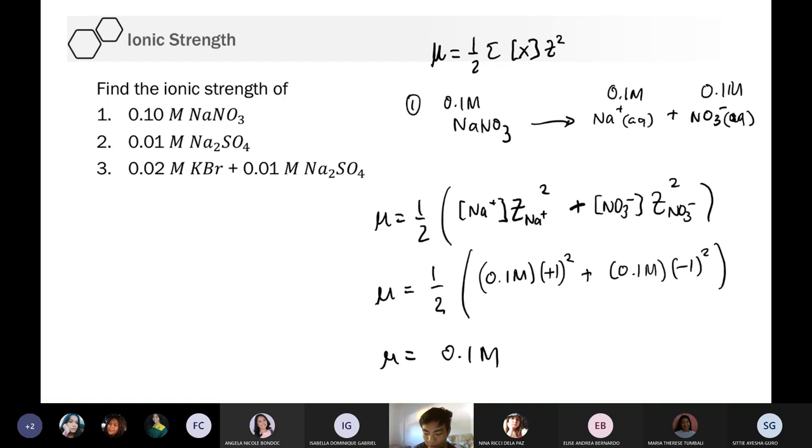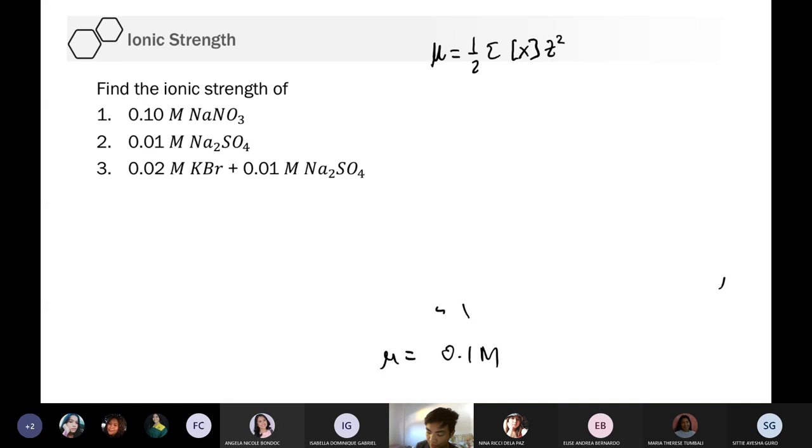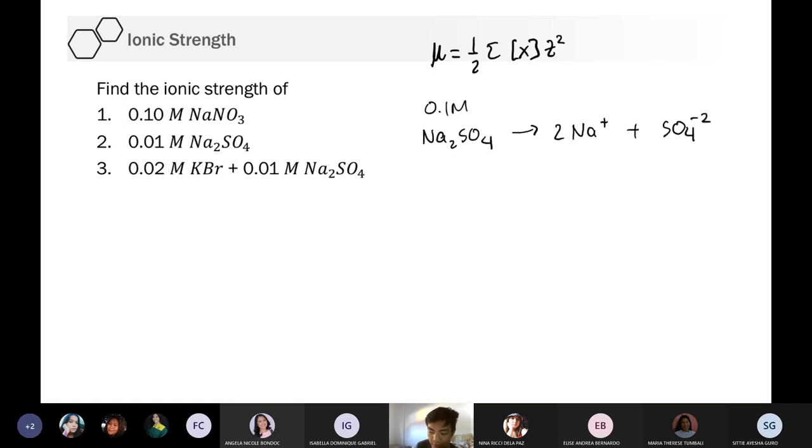Okay, so that's how you calculate for ionic strength, no? Let's try the second one. Let's have the second one. Okay, so we have 0.1 molar sodium sulfate. When you have sodium sulfate, it will dissociate into 2 moles of sodium ion and 1 sulfate ion. Remember their charges. No, sana kabisado nyo na. Okay, last sem pa yan eh. Okay, so what happens when you dissolve sodium sulfate? It produces 2 moles of sodium ion and a sulfate anion.